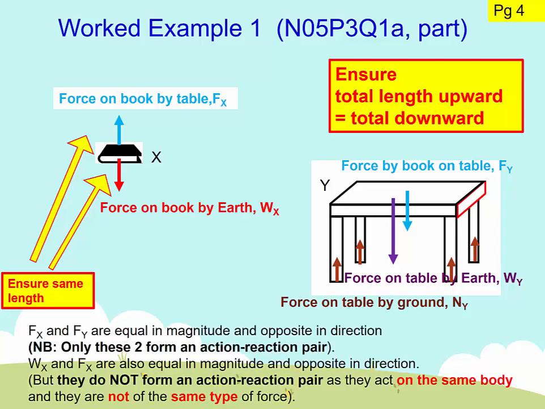Right? You can see Fx and Fy are equal in magnitude and opposite in direction, and they form an action-reaction pair. They are acting on different bodies, one on X, one on Y. They are the same type of force. They are contact force. If you look at Wx and Fx, they are equal in magnitude and opposite in direction.